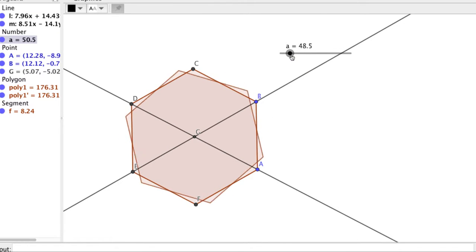So I'm rotating, rotating, rotating, rotating, boom. When I get to exactly 60, it goes back to itself. When I go another 60 degrees to 120, it goes back to itself. When I go another 60, to 180, it rotates back to itself. Ooh, too far. When I go another 60, it rotates back to itself. So those are all rotational symmetries.